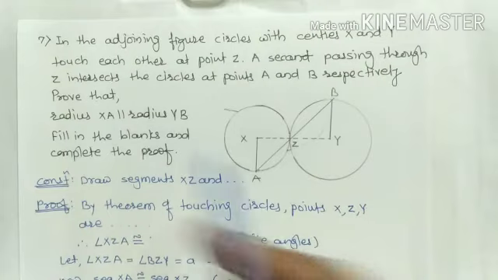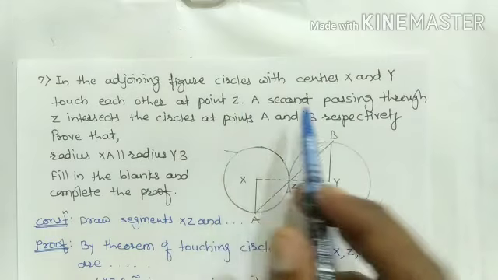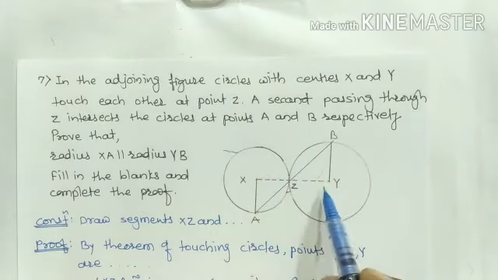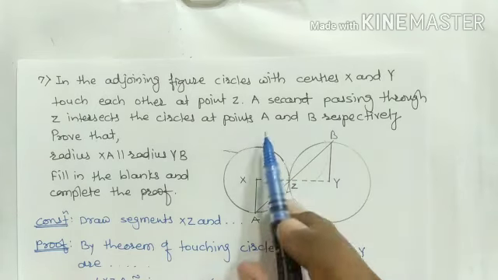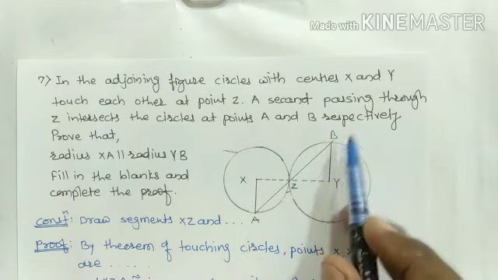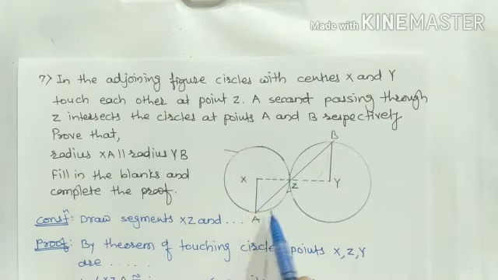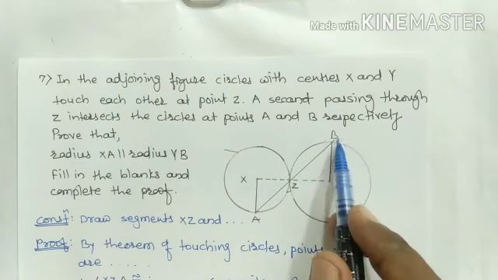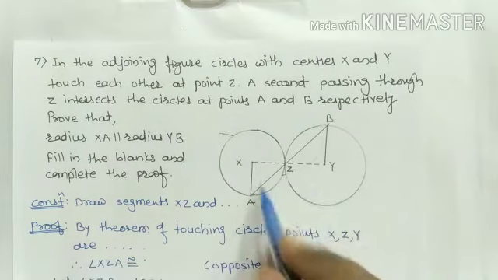Now the next example is example number 7. In the adjoining figure, the circles with center X and Y touch each other at point Z. A secant passing through Z intersects the circles at points A and B respectively. Then prove that radius XA is parallel to radius YB by completing this activity. The activity is given here, and by completing it we have to prove that XA is parallel to YB.